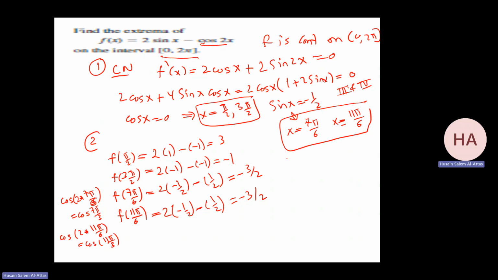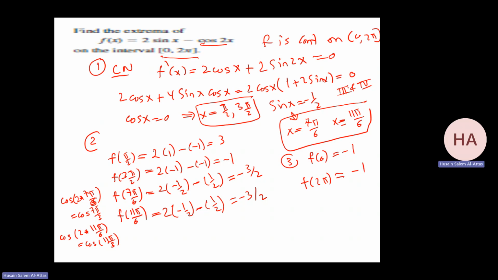Okay, then I check the endpoints. F of 0: sine 0 is 0, cosine 0 is 1, so that is minus 1. F of 2 pi: sine 2 pi is 0, cosine 4 pi is 1. That will be minus 1.